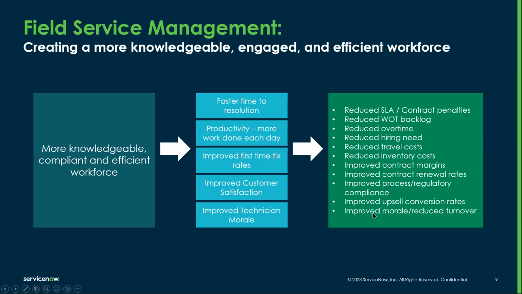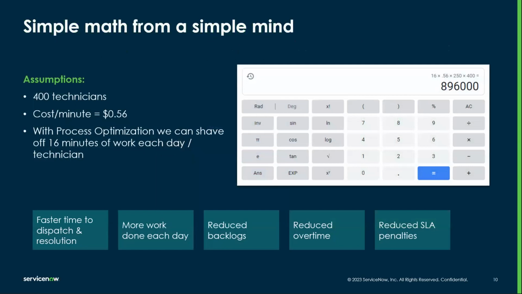But now I'm going to, I guess, get a little bit self-deprecating, right? I'm not a financial genius. I have a degree in journalism. So we're going to do some simple math from a simple mind. So let's say that we use process optimization, and let's take some assumptions that an organization has 400 technicians at a fully burdened rate of like 65, 70K a year. That boils down to about 56 cents each minute.